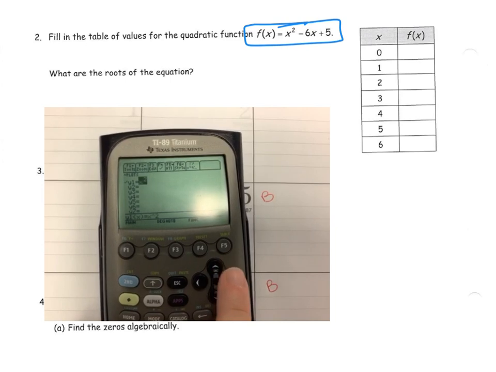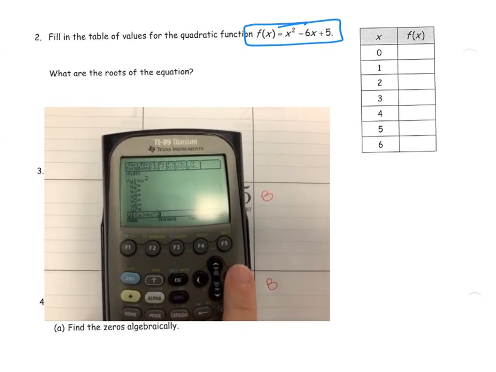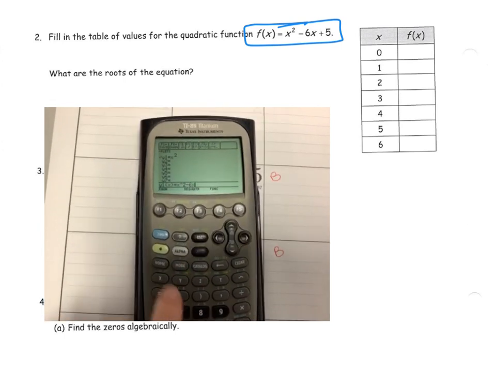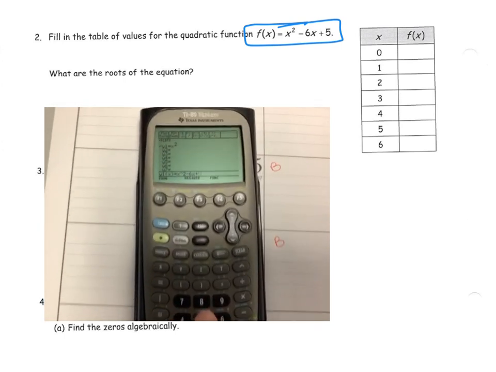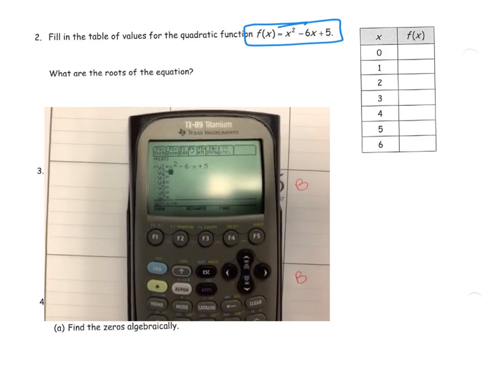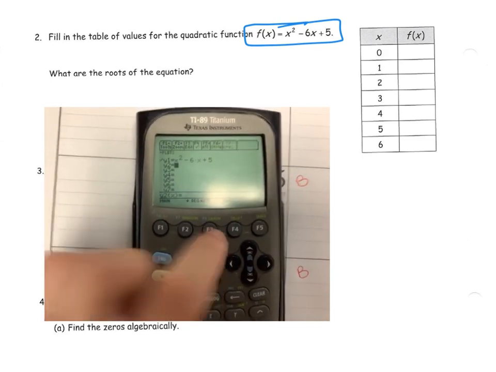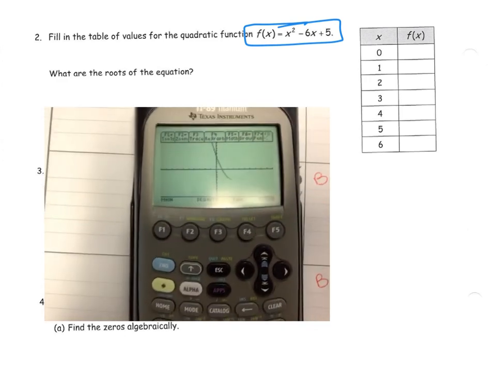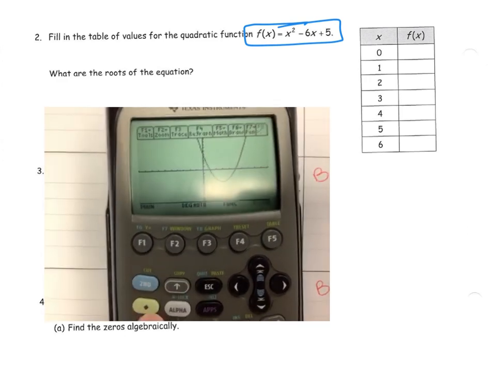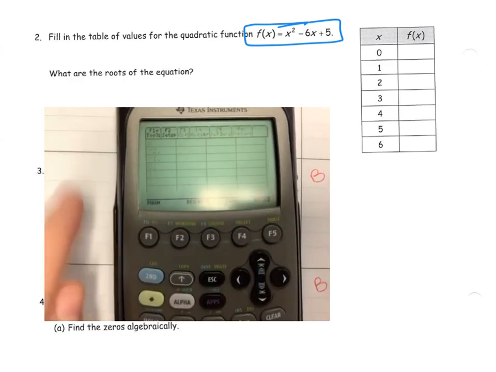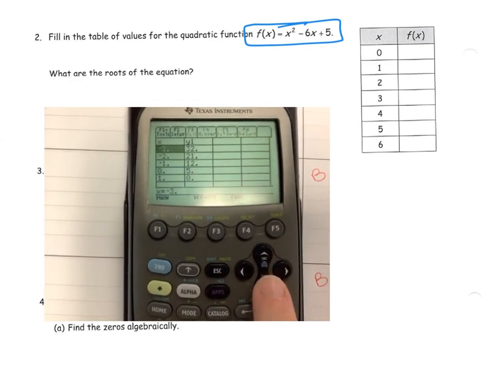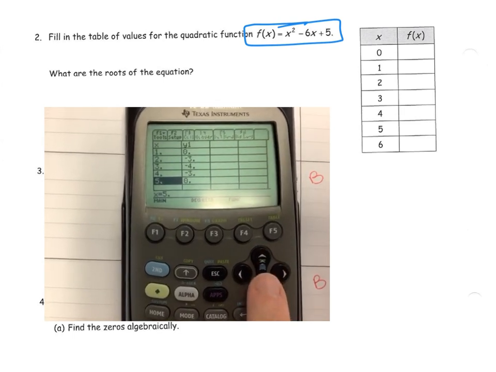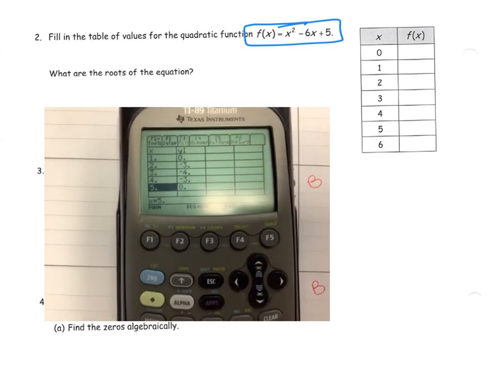So I have that x squared. So let's edit this. x squared minus 6x plus 5. Don't forget to click enter. And I want to graph it, so I'm going to go to diamond F3 just to see what the graph looks like. And then again, we're going to write down the table of values by clicking diamond F5. All right, so here are my table of values. I'm going to start at 0 and work my way down to number 6. That's what the table lists for us, so let's do that.